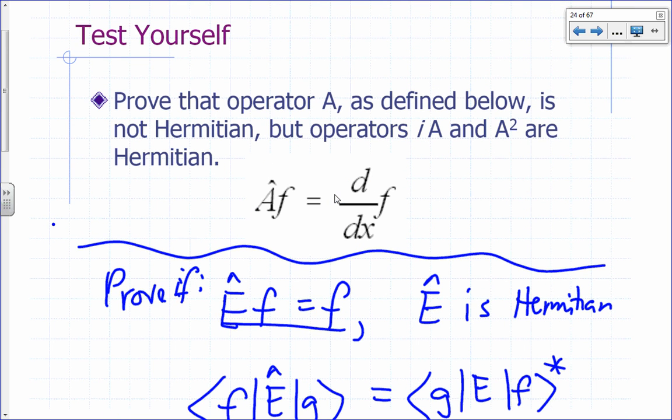So, is it time to go? Yes. Okay, so next time we're going to prove that this operator right here is a Hermitian operator.